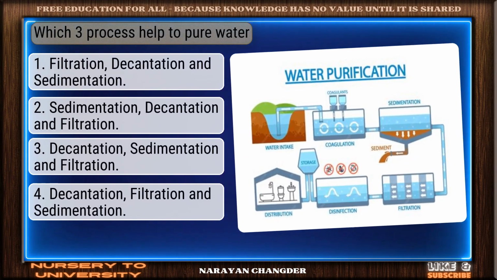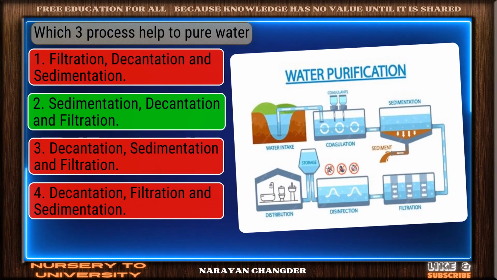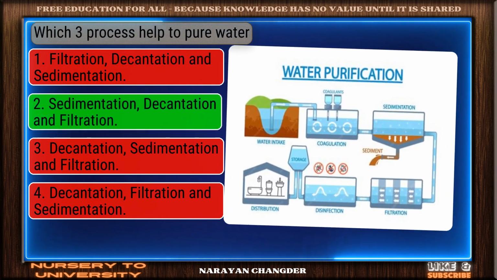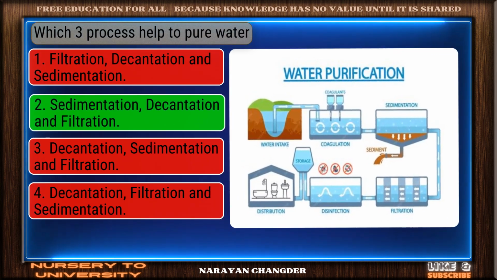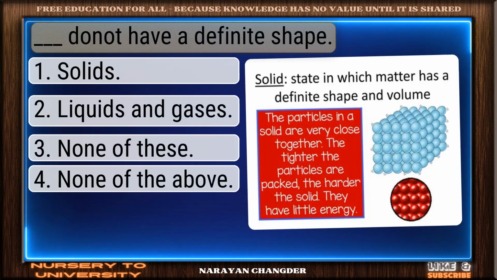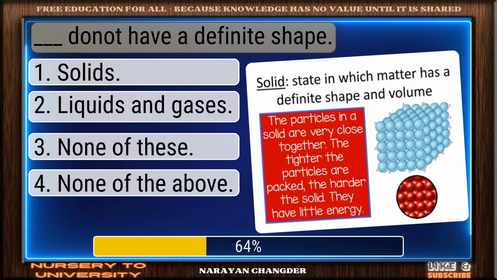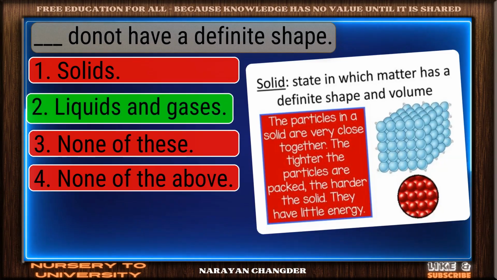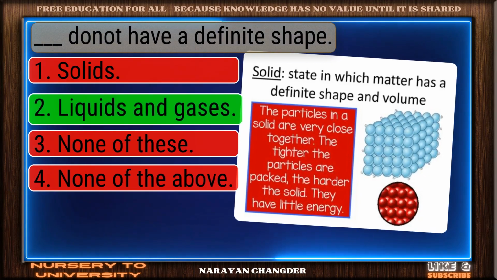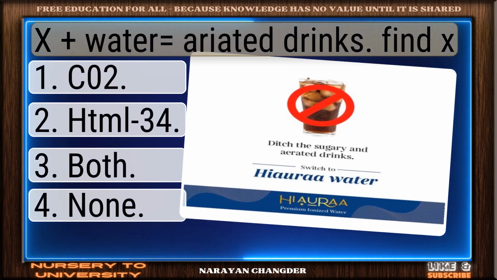Which three processes help to purify water? Nice selection. Sedimentation, decantation, and filtration is the correct and valid answer. Dash do not have a definite shape. Right choice. Liquids and gases is the best answer. X plus water equal to aerated drinks. Find X.